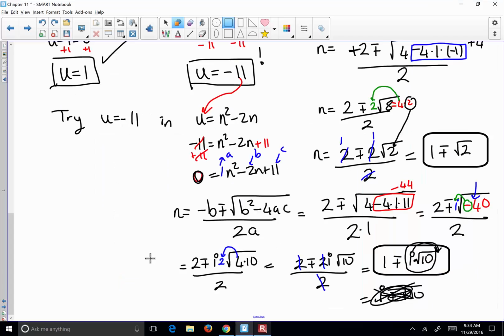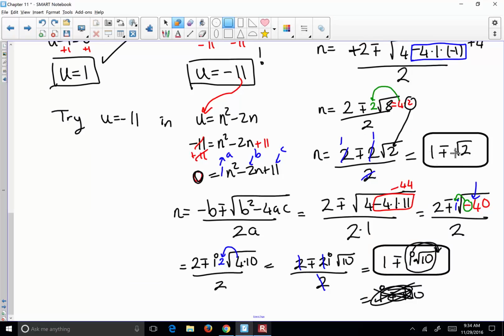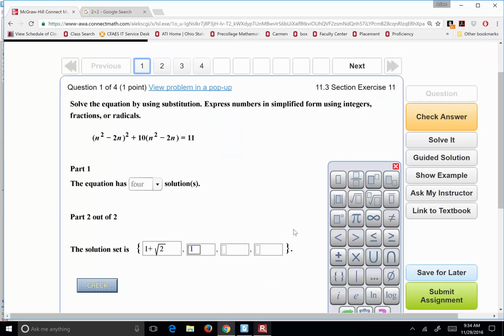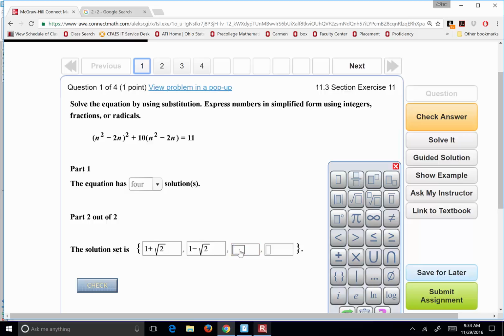The first one, 1 plus root 2. Second one, 1 minus root 2. The third one is 1 plus root 10 i. And the last one is 1 minus root 10 i. You see I brought i all the way to the end after the square root.